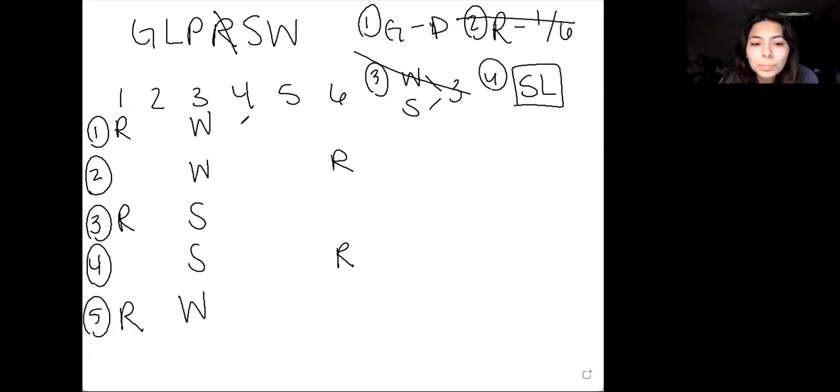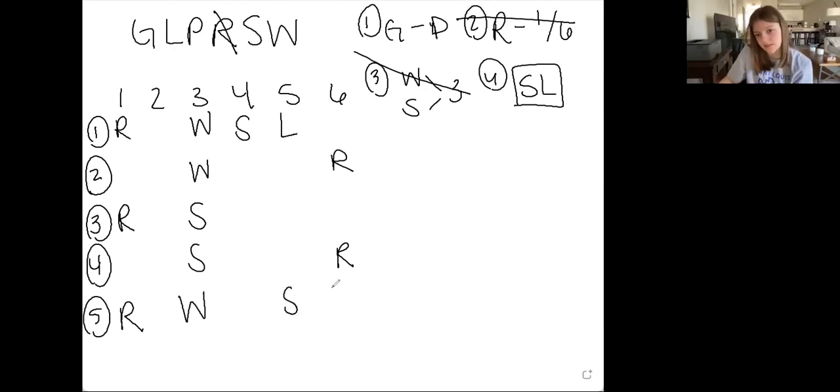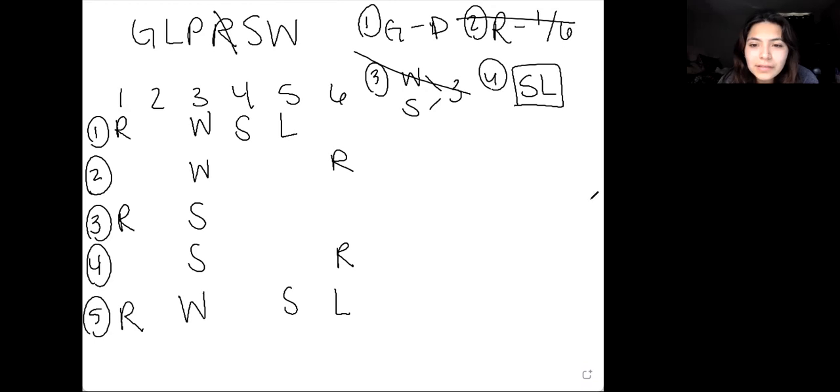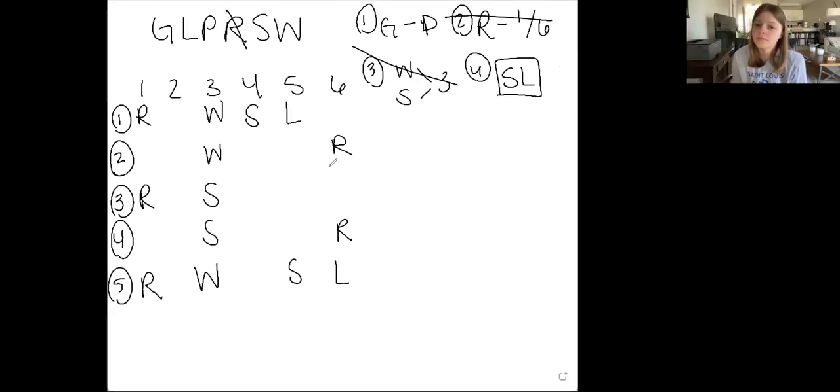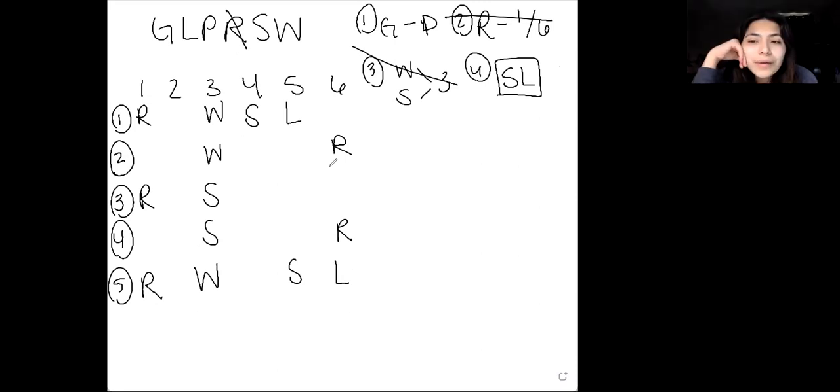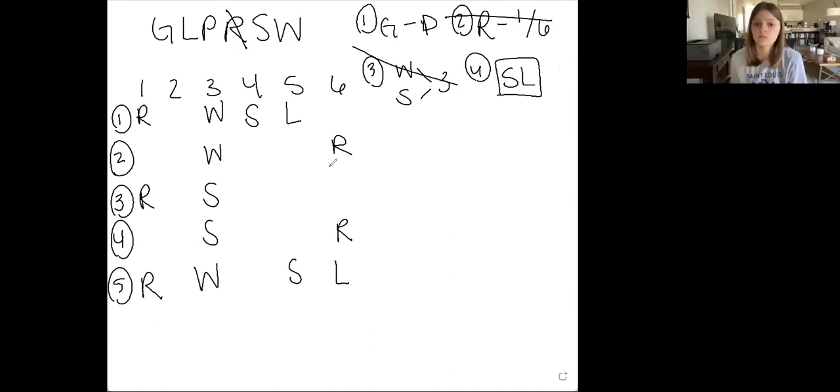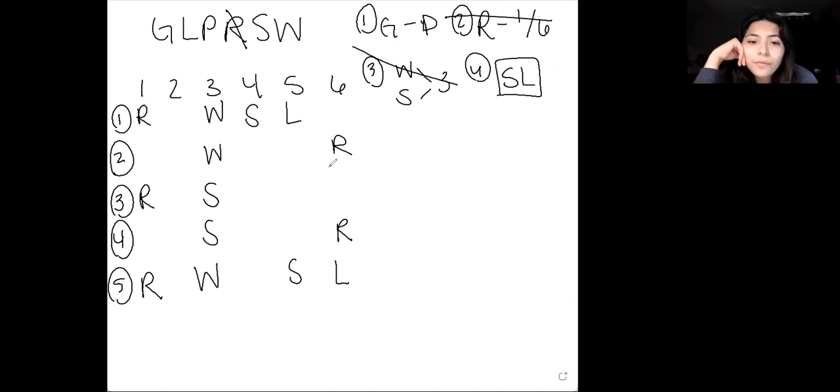Okay. Yeah, that's right. And then S and L in 5 and 6. What about world 2? For world 2, I can do S and L in either 1 or 2, or it can go in either 4 or 5, and that is all.